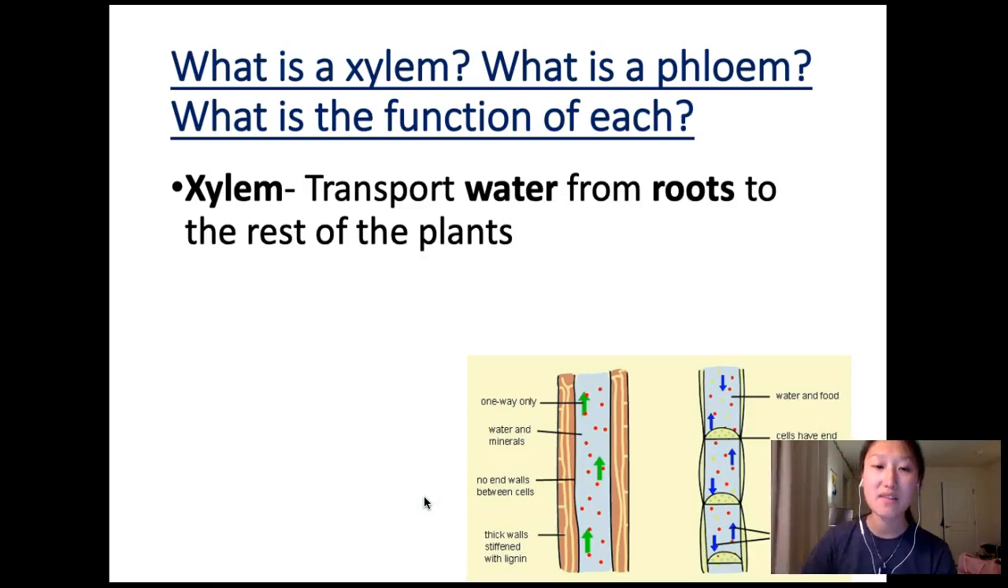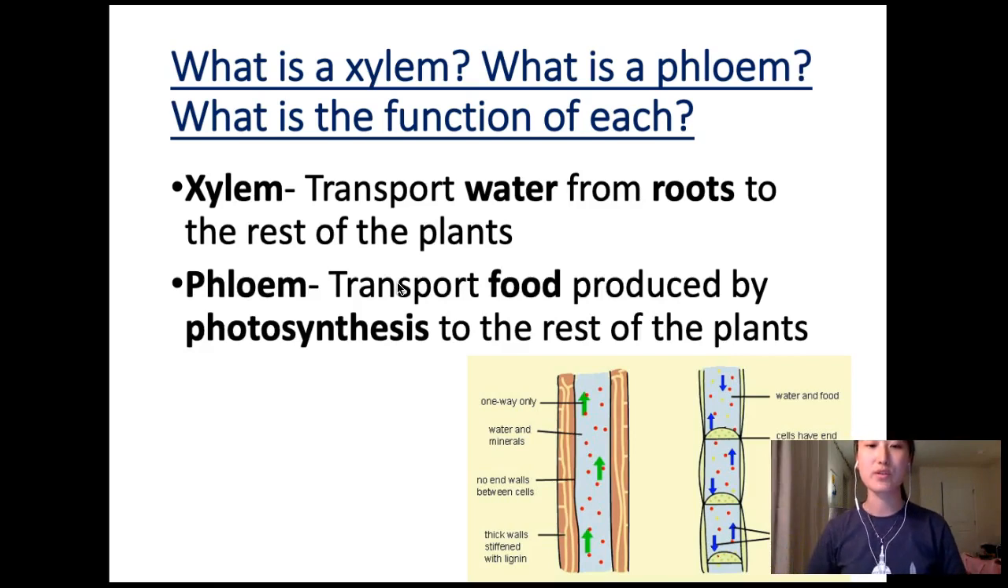Here we have xylem and phloem. Xylem and phloem are the transport vessels, or the vascular tissues, of plants. Xylem transports water from roots to the rest of the plant, because that's where water comes from, right? And phloem transports food produced by photosynthesis to the rest of the plant. So that goes from the leaves on top downward for the most part, but a lot of roots of plants can also store food, in case there's not enough food being produced in the leaves.